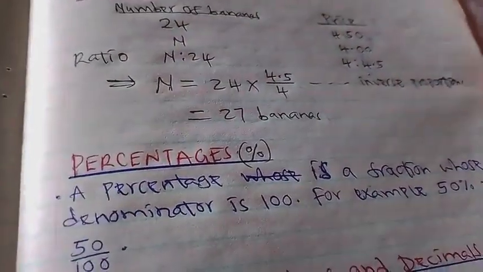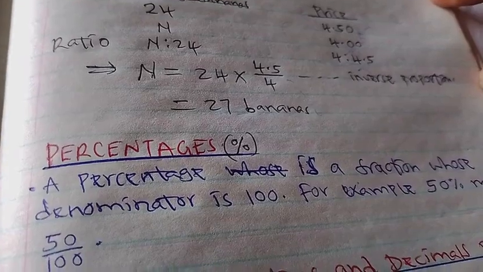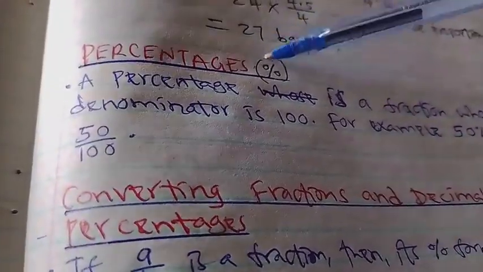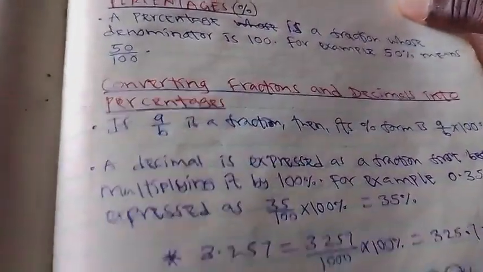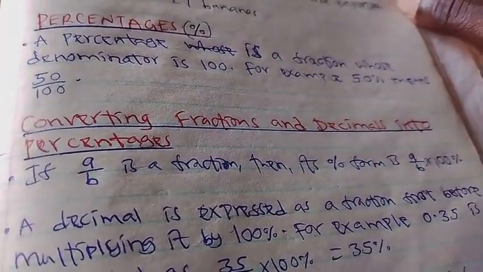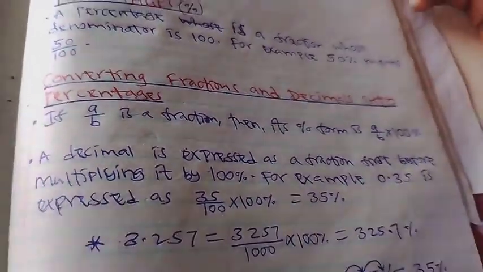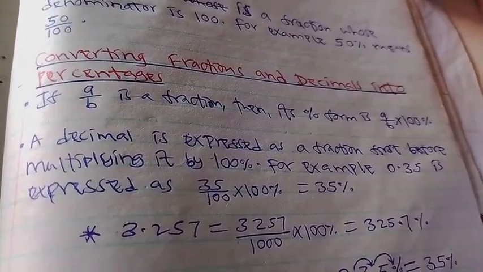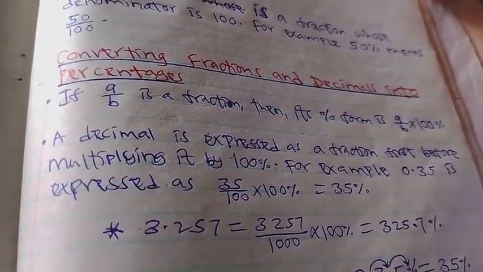Let's move to percentages. A percentage is a fraction whose denominator is 100. For example, 50% means 50 out of 100. Converting fractions and decimals into percentages. If A over B is a fraction, then its percentage is A over B times 100%. A decimal is expressed as a fraction first before multiplying it by 100%. For example, 0.35 is expressed as 35 over 100 times 100%, which is 35%.